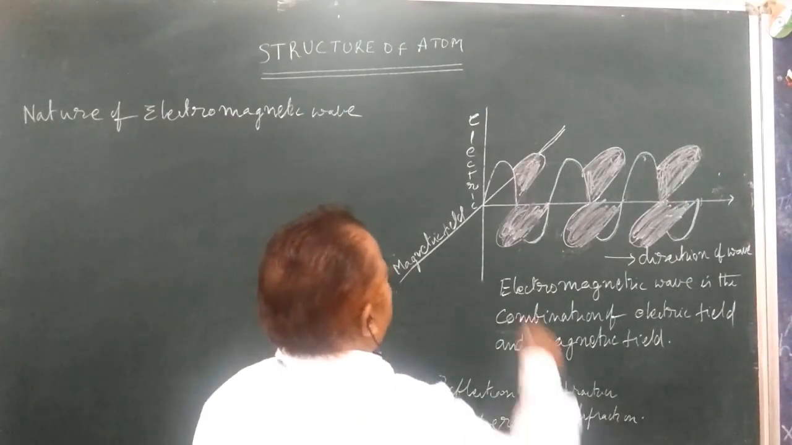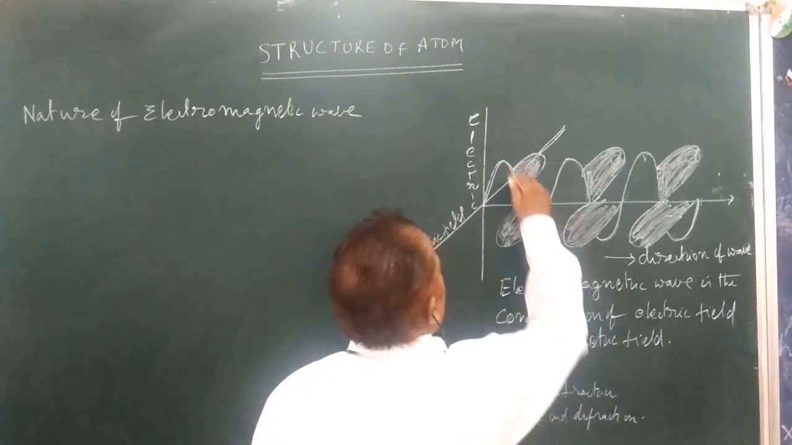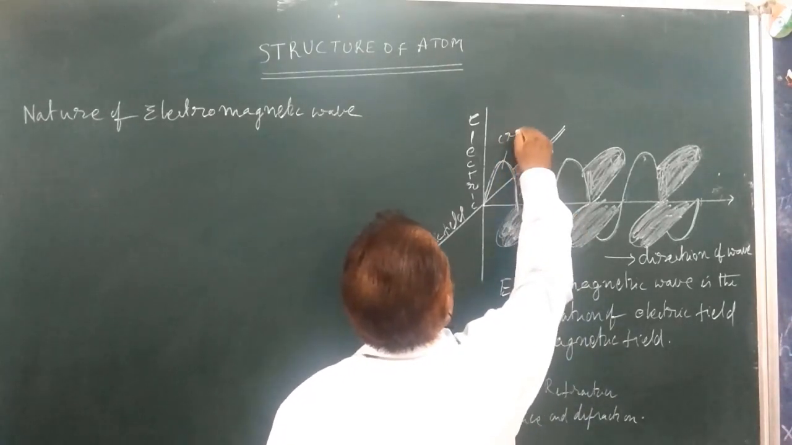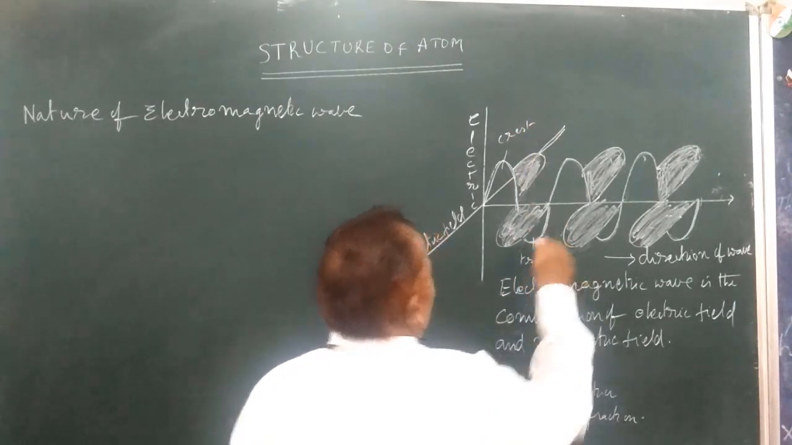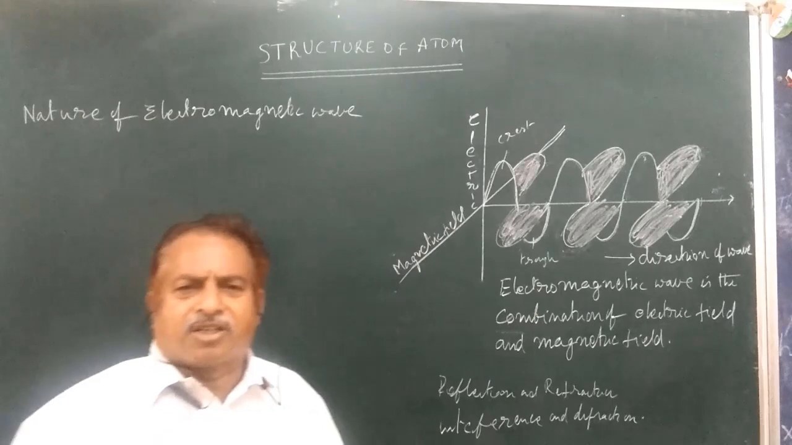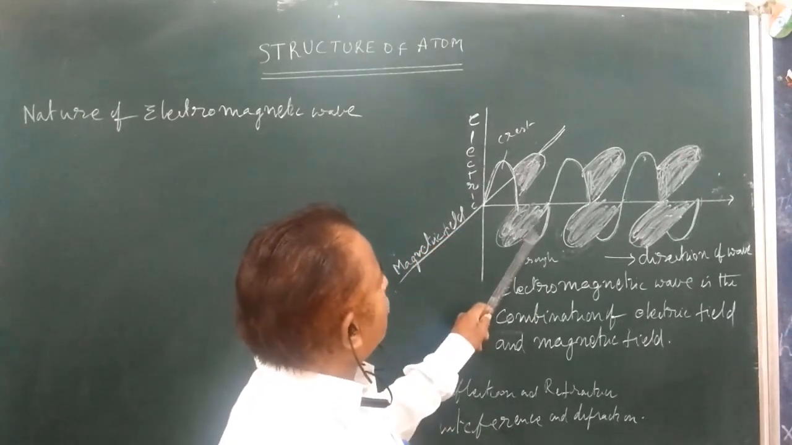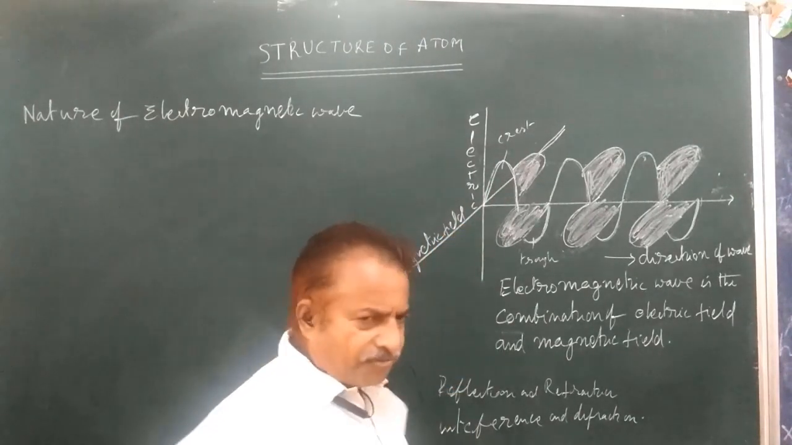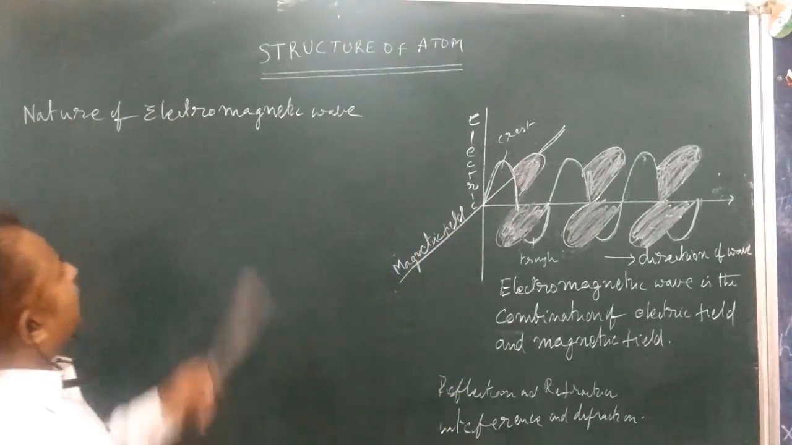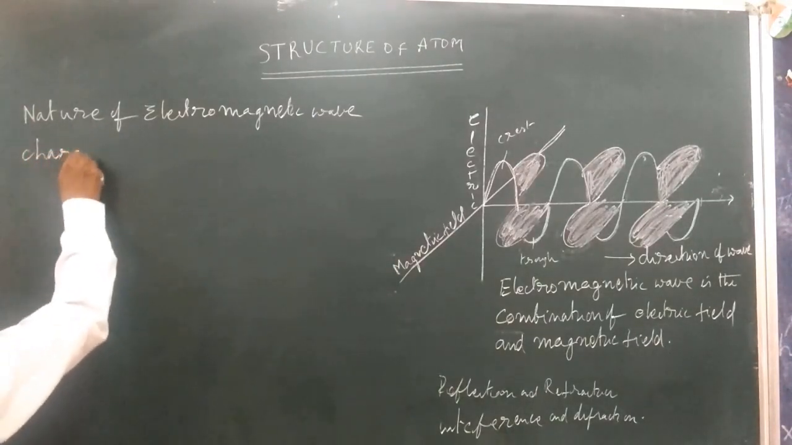Now, this is the wave. Here, this we call a crest, and this is a trough. So, in both the fields, electric field and magnetic field, this is a crest and this is a trough. Now, let us see the characteristics of electromagnetic radiation.